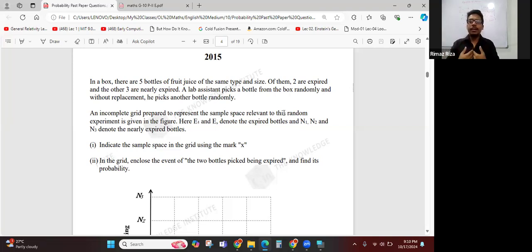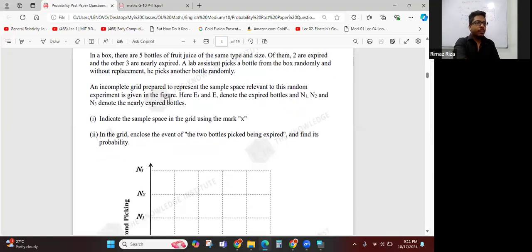A lab assistant picks a bottle from the box randomly, and without replacement, he picks another bottle randomly. So there is a box with 5 juice bottles, 2 expired and 3 nearly expired. Let's say I am that lab assistant. Without looking at the box, I randomly take one and note it. For example, if it's nearly expired, I mark that as nearly expired. Then without replacement, I pick another bottle. So the event is I take one bottle randomly out of the box and note it down, and then take another bottle.